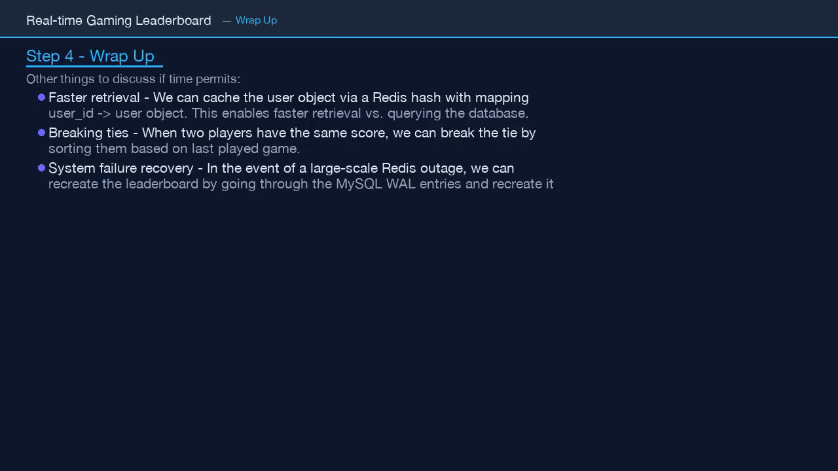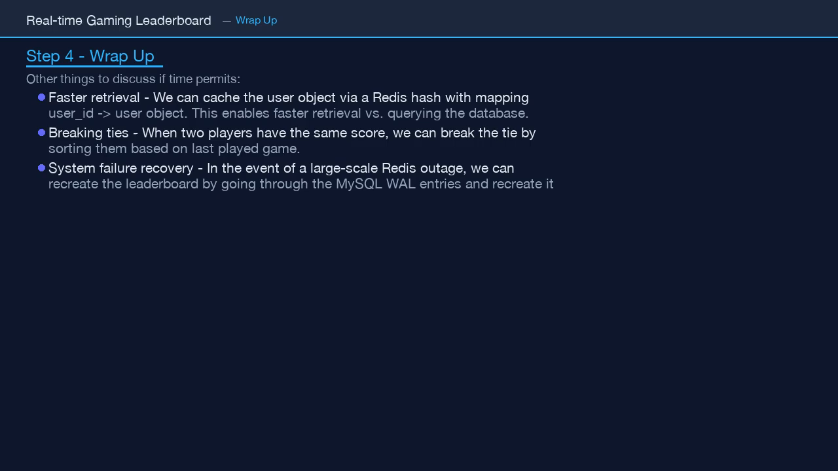Let's get into the wrap-up. If you have extra time in your interview, there are a few more topics worth exploring. First, faster retrieval. Right now, fetching a user's profile means hitting the database every time. We can speed this up by caching the user object in Redis using a hash, with a mapping of user ID to user object. That way, when we need to display a player's name or avatar alongside their leaderboard position, we're reading from memory instead of making a round trip to the database.